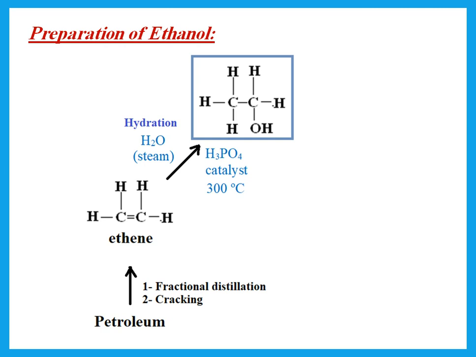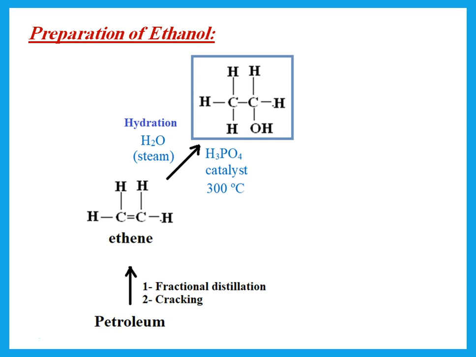So one disadvantage of this process is that I need to get it from petroleum, and petroleum is a non-renewable resource. You remember that? Petroleum is something that will eventually run out. We're not making more petroleum as fast as we're using it. So we call it non-renewable resource. Another disadvantage is the fact that I need to do hydration at very high temperature. I need to heat it to 300 degrees Celsius, and this needs energy, so this is expensive.